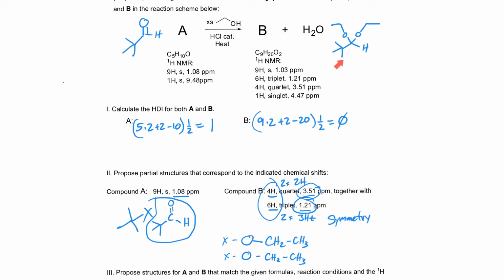I have a 9 hydrogen signal at 1.03 ppm. That seems reasonable. I've got a 1 hydrogen singlet at 4.47 ppm. This is an H attached to a carbon that's attached to 2 O's, so that seems reasonable. And then again, these signals here are symmetrical ethyl groups, and they are certainly reasonable given the NMR data. So I believe this is B and this is A. And you can see how we can solve this using a number of different techniques.